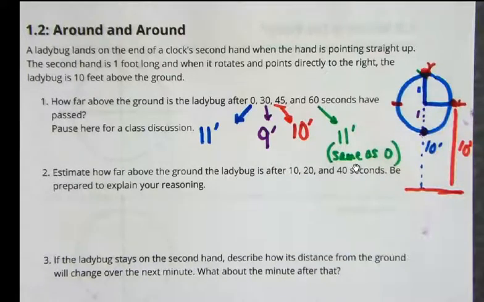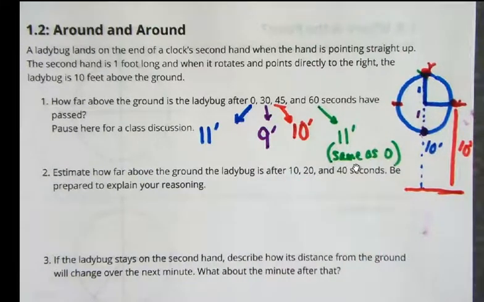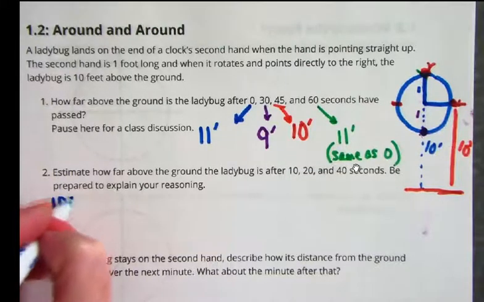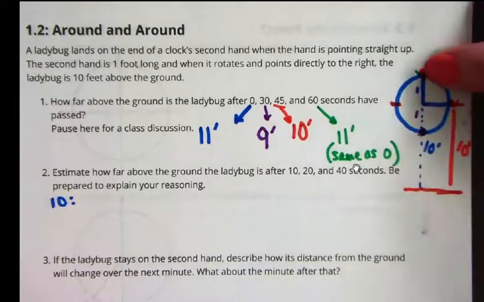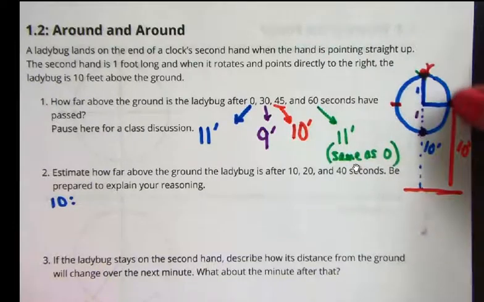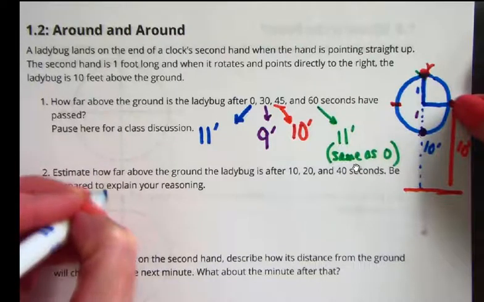So if we needed to estimate how far off the ground the ladybug is after 10, 20, and 40 seconds, be prepared to explain your reasoning. Well, let's see. If we're thinking about 10 seconds, we know at the start up here it was 11 feet off the ground, and by the time it got here to 15 seconds, it would be 10 feet off the ground. So we know it has to be between 10 and 11.